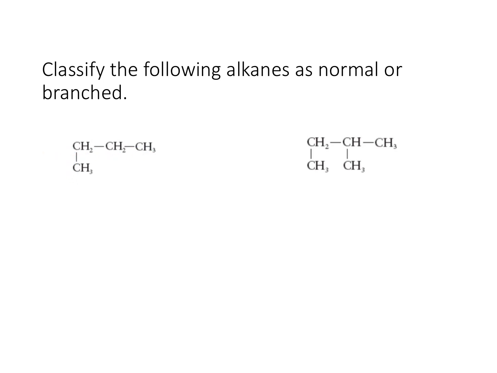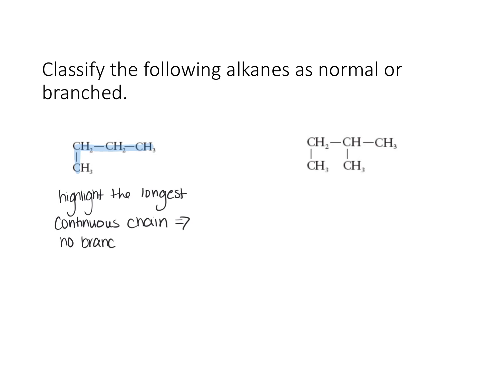They can twist around. And so when we look at this and kind of highlight through here, we're highlighting the longest continuous chain of carbon with no branches. So you want to highlight the longest continuous chain. And if there are no branches, then it's going to be normal.